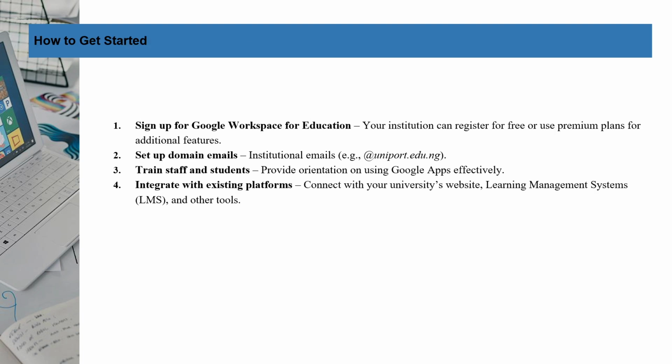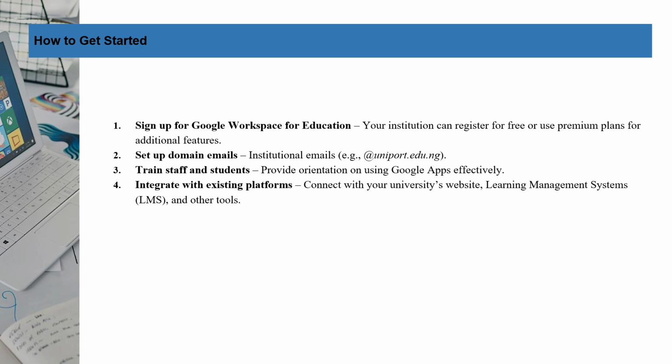How to get started? If you do not have Google Workspace in your institution, your institute can register for a free one, or you use premium plans for additional features. Set up domain emails, called institutional emails, for example, at unipod.edu.ng. Train staff and students, provide orientation on using Google Apps effectively. Integrate with existing platforms, connect with your university website, learning management systems, and other tools.